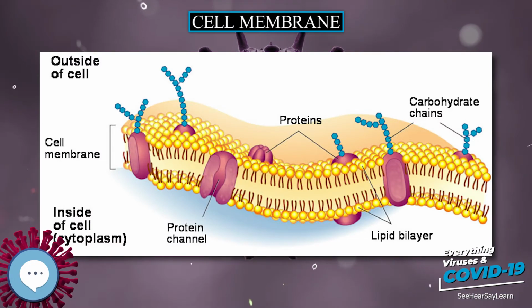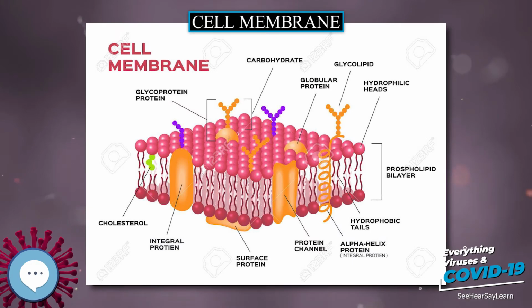The cell membrane controls the movement of substances in and out of cells and organelles. In this way, it is selectively permeable to ions and organic molecules.